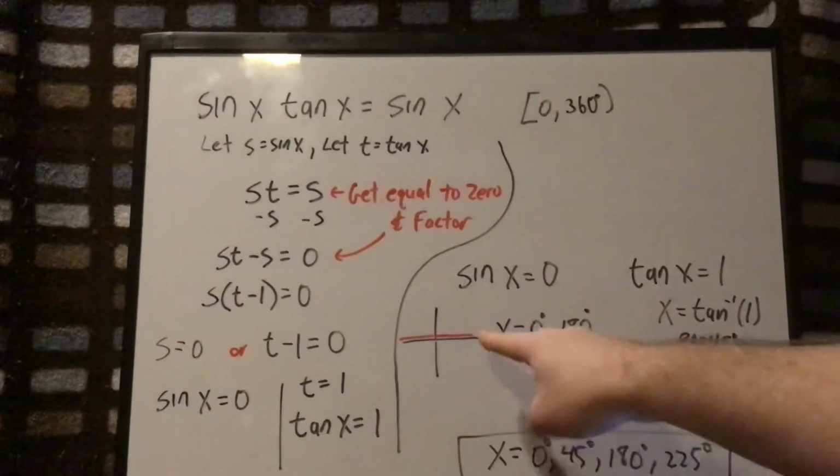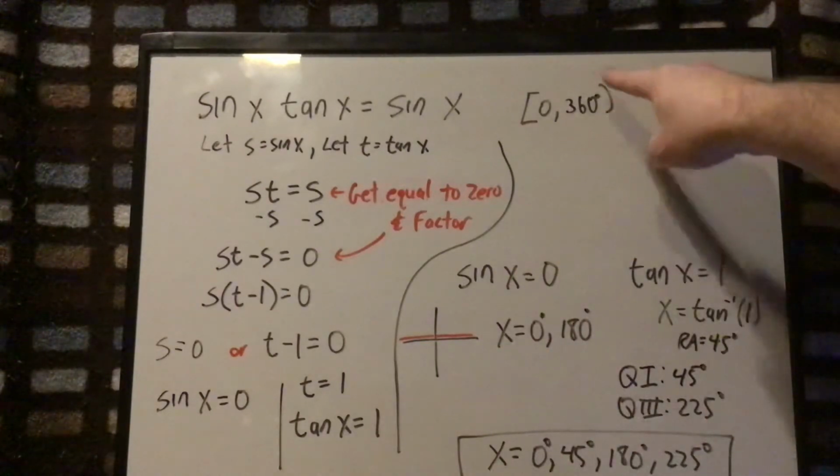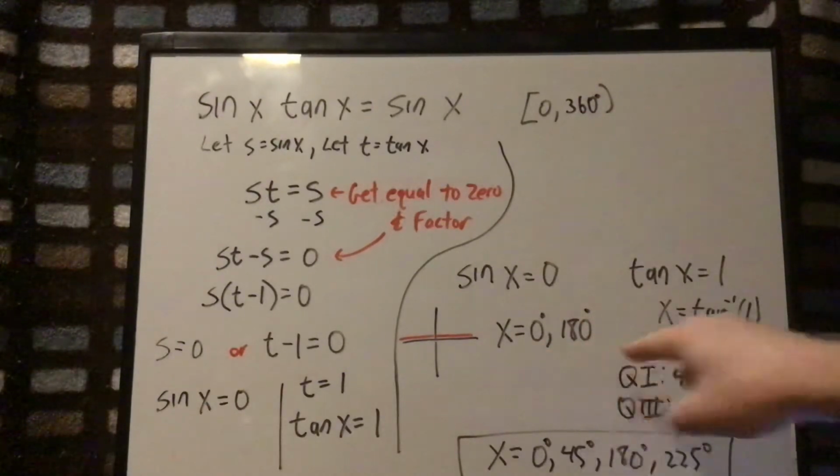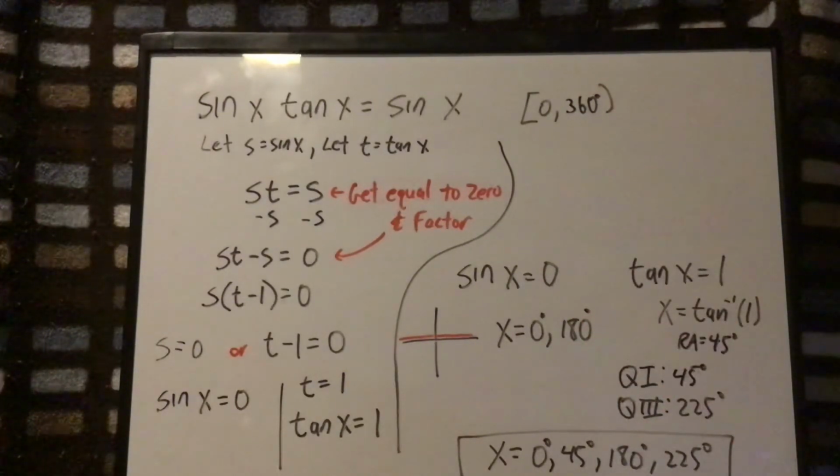Now 360 also does, but they don't include 360 up here. Basically, we go up to 360 but not include it. So I only have 2 answers, 0 and 180. So that solves the first one. And basically, I did that by knowing how to use the unit circle.